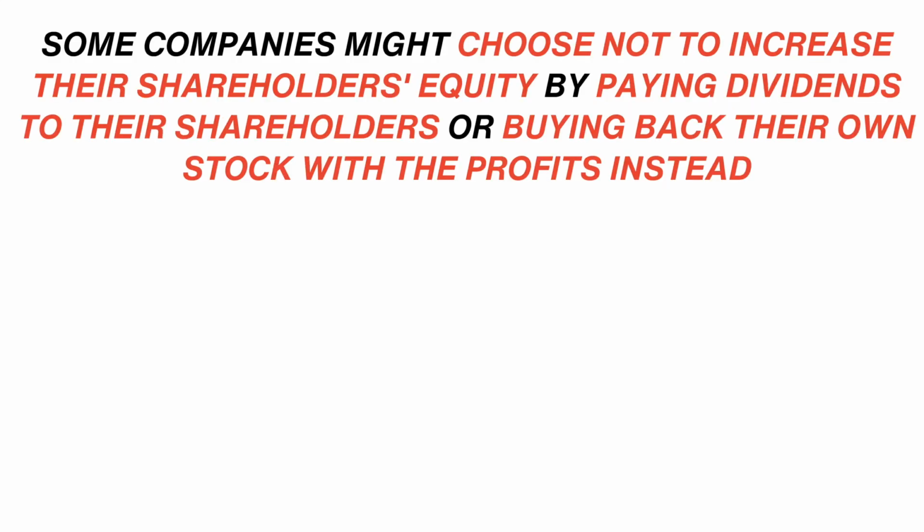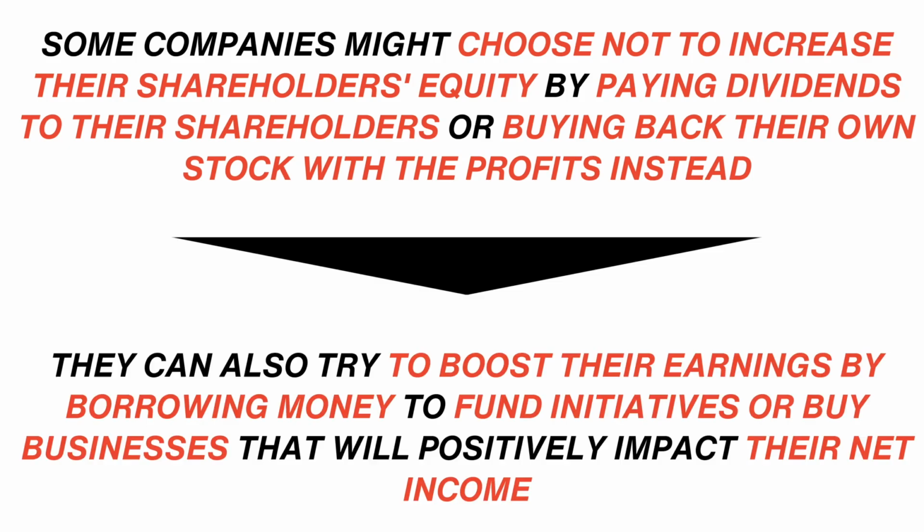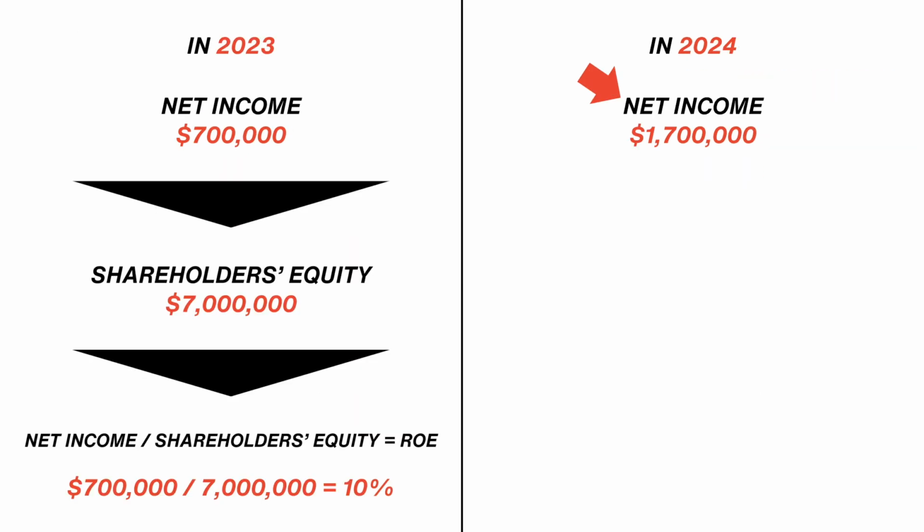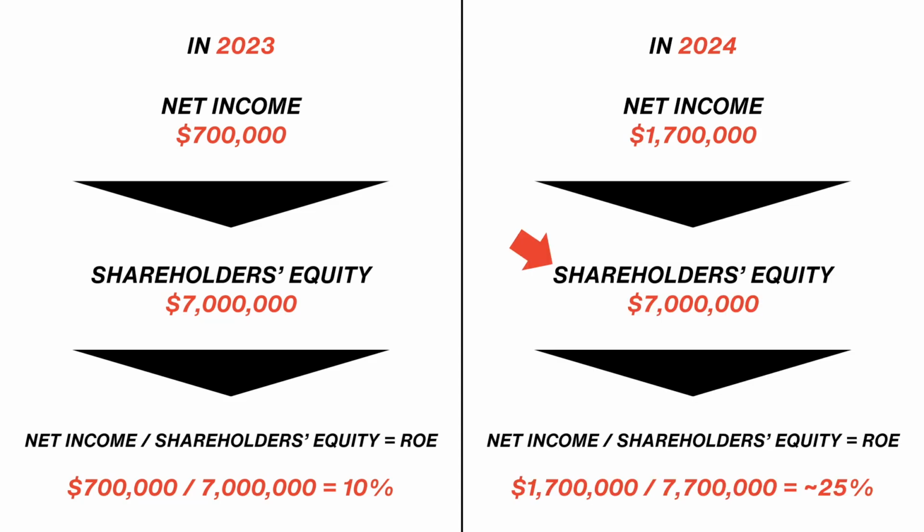Some companies might choose not to increase their shareholders' equity by paying dividends to their shareholders or buying back their own stock with the profits instead. They can also try to boost their earnings by borrowing money to fund initiatives or buy businesses that will positively impact their net income. If Tom's Toy Factory decides to buy another toy company in 2024 that earns $1 million in profits entirely through debt financing, its earnings would increase to $1.7 million. However, its shareholders' equity would remain at $7 million, resulting in an ROE of almost 25% in 2024.